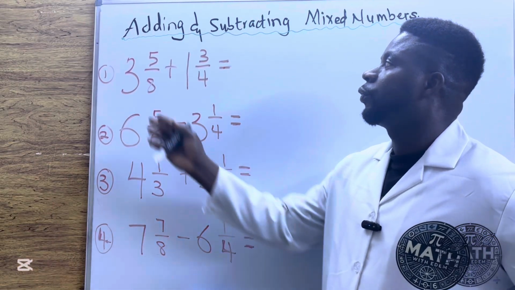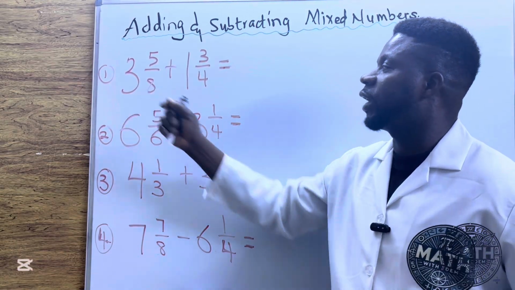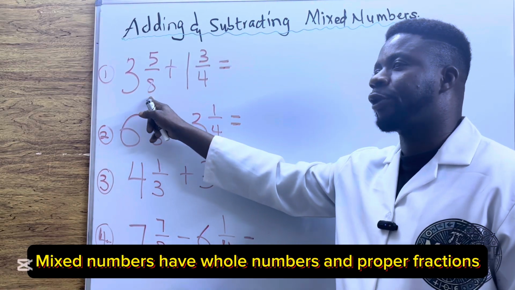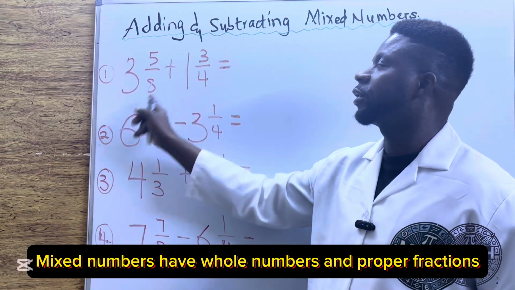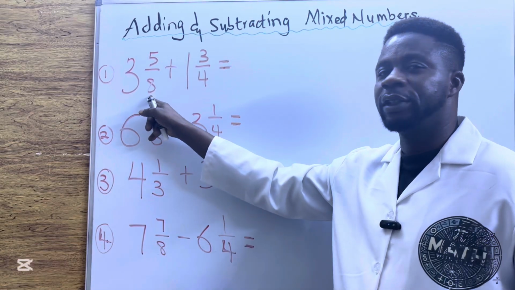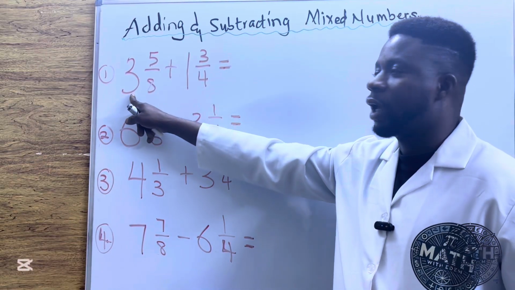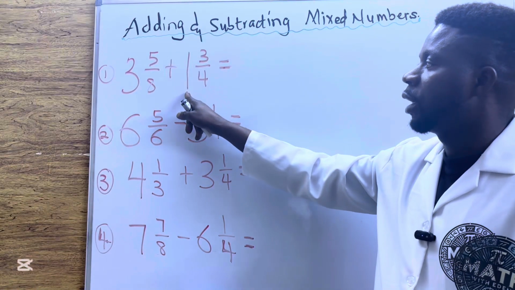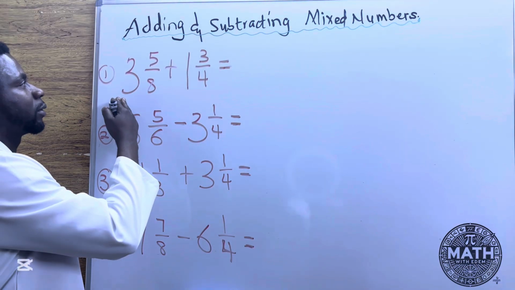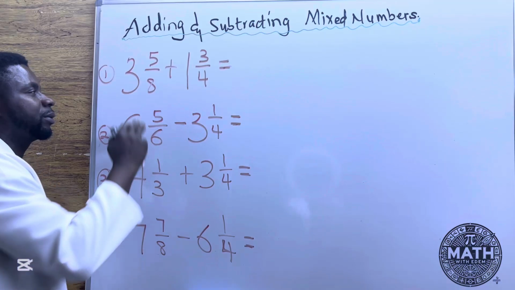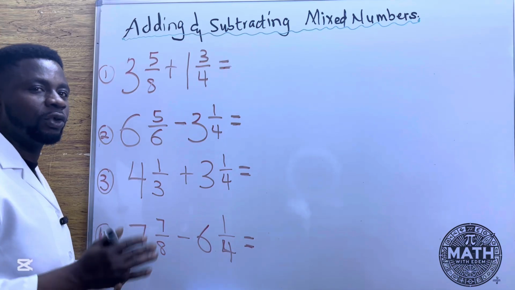In this video, we are going to be looking at adding and subtracting mixed numbers. Mixed numbers are numbers that have whole numbers and then a proper fraction. So a mixed number is a number that is combined with whole numbers and then a proper fraction. As you can see, this is a mixed number because it has a whole number and a proper fraction. So all these numbers are mixed numbers. This can be solved by changing the fractions from mixed to improper fractions, but I'm going to use another way.